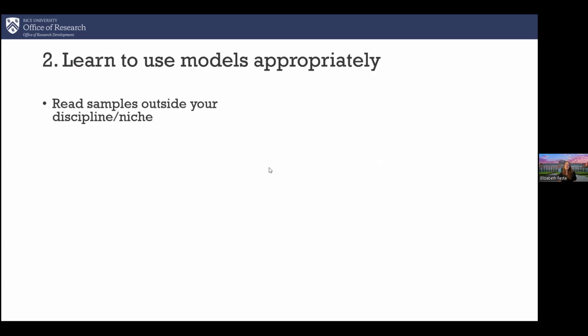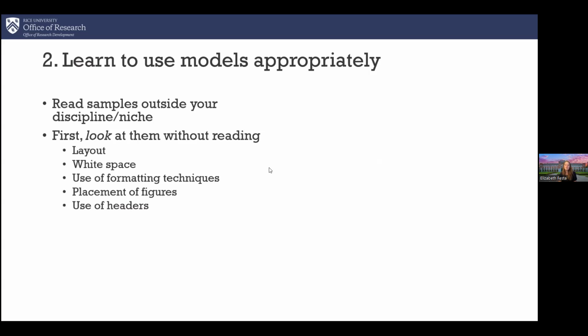But first, even before you begin to read, just look at them. I mean, actually observe them. What's the layout? How much white space? How do they format? Are they using boldface, underlining, italics? Are they using all 3? Are they using them for specific things? Where have they placed the figures? How big are they? What kinds of headers do they offer? So just sort of the big picture look, flipping through it.